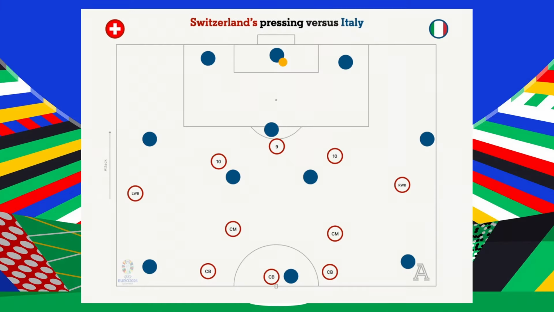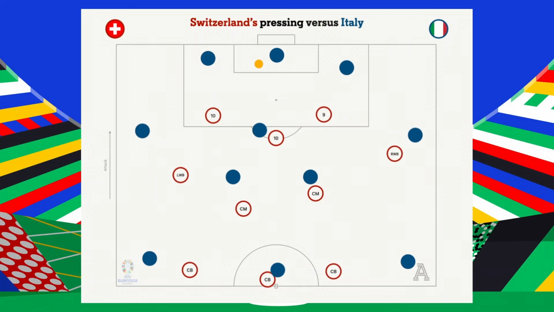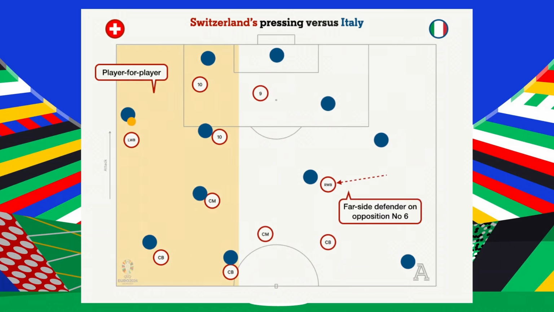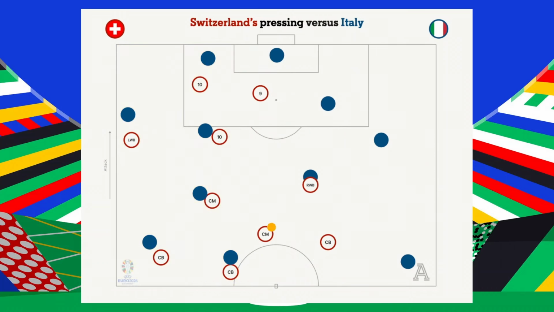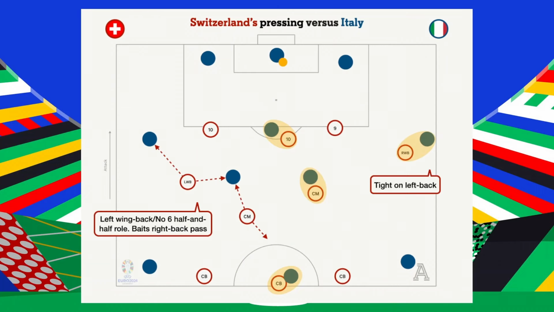So if we look at Switzerland versus Italy, there's this graphic on screen now which is really well displayed by The Athletic, and it's looking at Switzerland's aggressive press out of possession and how it's forcing errors. This is causing lots of high regains that's allowing Switzerland to pretty much shoot straight after winning the ball back because of how high they're winning the ball.